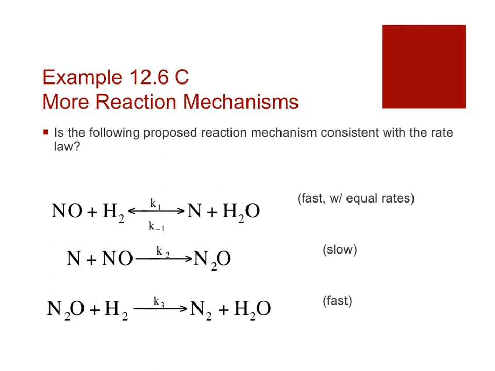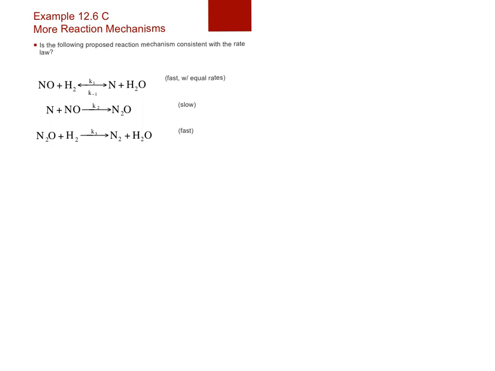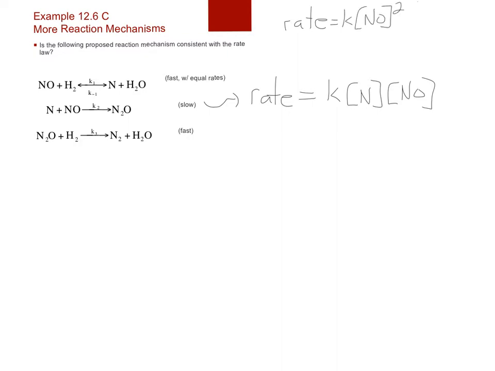So here's the same mechanism, the balanced equation proposed, and now my second one is the slow step. If my rate of the slow step equals k N NO, that does not match our experimental rate law either. Our experimental rate law was rate equals k NO squared H2.